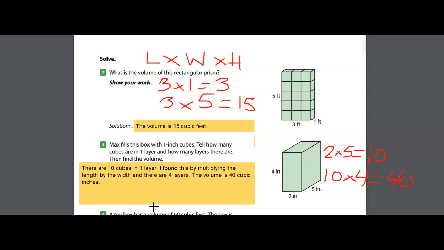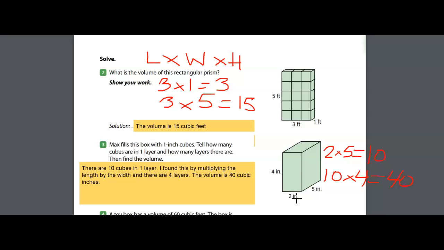All right, boys and girls. So you should have gotten 10 as the amount of cubes per layer. How did you get 10? Because we know that if we multiply our length, 5, times our width, 2, that will tell us the amount of cubes on each layer. So 5 times 2 is 10.